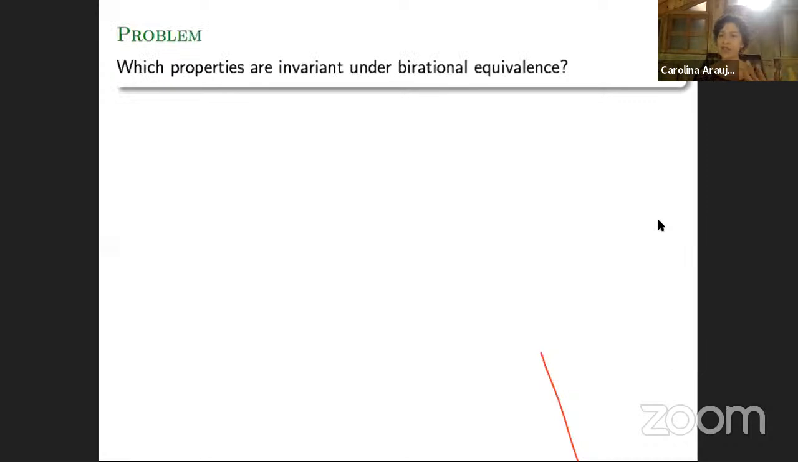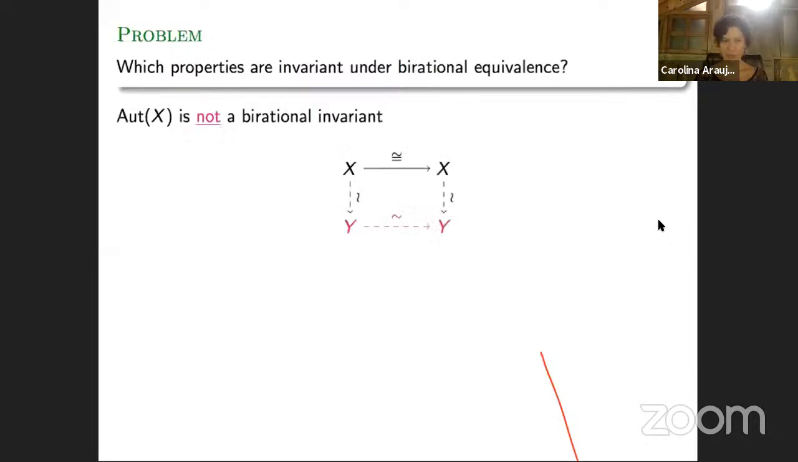Okay, so if we are interested in this type of problem, then we need to find invariants. If you want to distinguish two varieties in terms of birational equivalence, then we need to find birational invariants. So let's find invariants. Which properties are invariant under birational equivalence? And now we come back to automorphisms, and now I will be able to justify why automorphisms are not good for these purposes. The automorphism group of a variety is not a birational invariant.